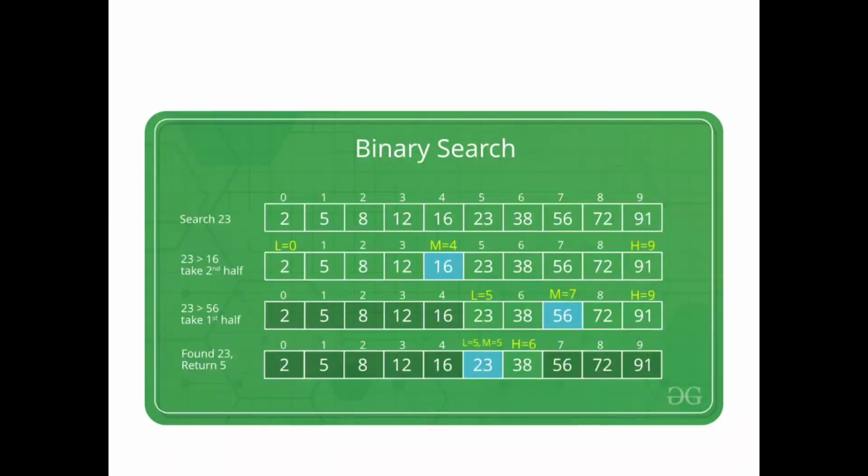Next, when compared to 23, 16 is the lesser element. Then we have to traverse either the left sublist or the right sublist. The left sublist will have the lesser elements, and the right side will have the greater elements, so values greater than 16 will be on the right side. Since 23 is greater than 16, we have to pass the element to the right side.